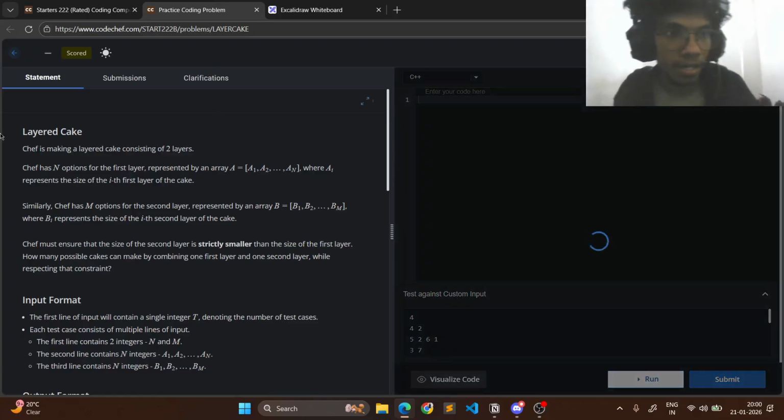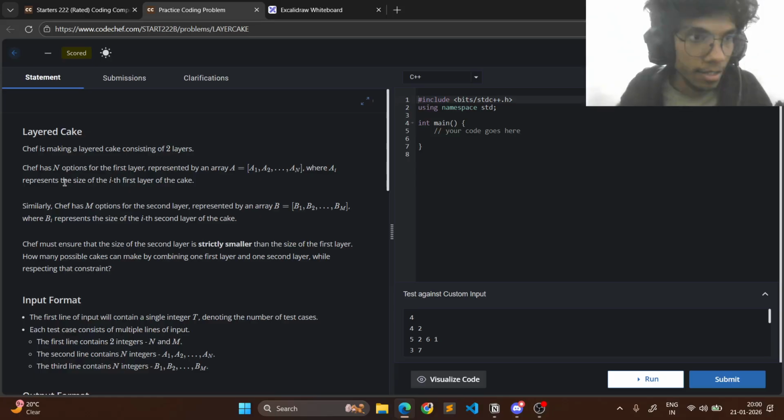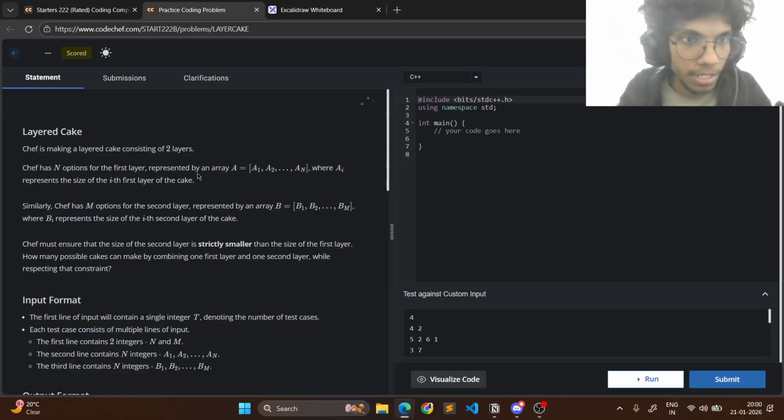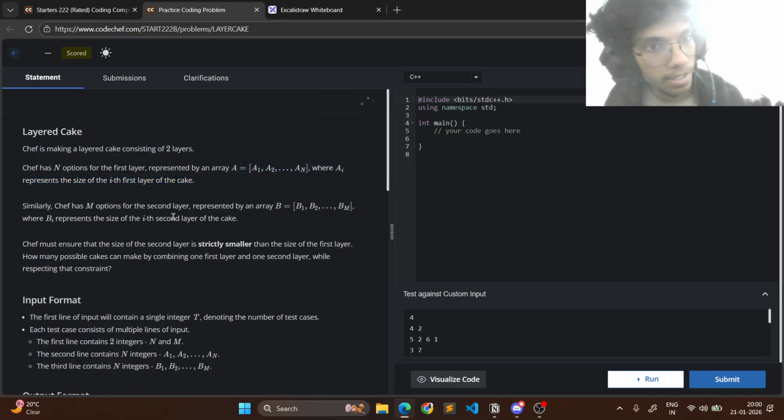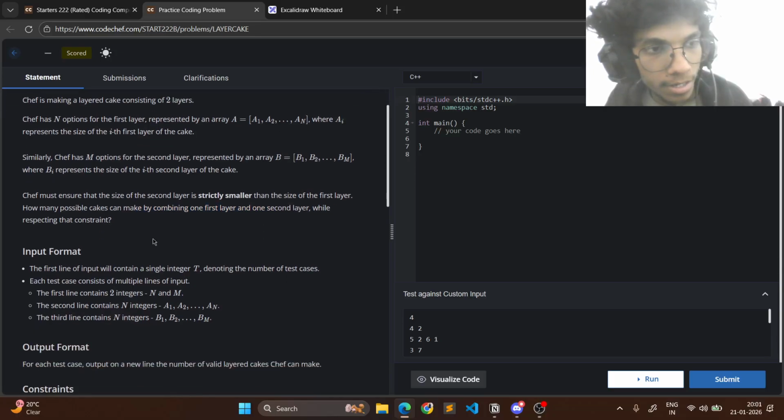Chef is making a layered cake consisting of two layers. Chef has N options for the first layer represented by the array A, where A_i represents the size of the first layer of the cake. Similarly, Chef has M options for the second layer. Chef must ensure that the size of the second layer is strictly smaller than the size of the first layer. How many possible cakes can he make by combining one first layer and one second layer while respecting that constraint?